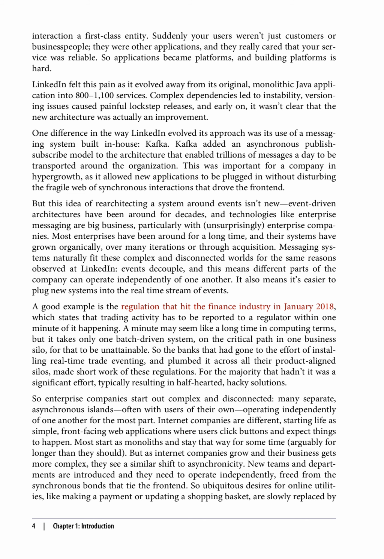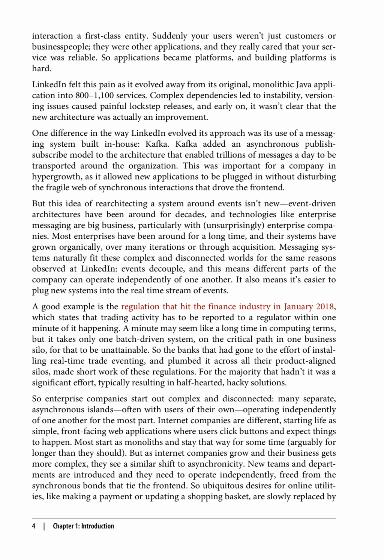LinkedIn felt this pain as it evolved away from its original, monolithic Java application into 800 to 1,100 services. Complex dependencies led to instability, versioning issues caused painful lockstep releases, and early on, it wasn't clear that the new architecture was actually an improvement. One difference in the way LinkedIn evolved its approach was its use of a messaging system built in-house, Kafka. Kafka added an asynchronous publish-subscribe model to the architecture that enabled trillions of messages a day to be transported around the organization. This was important for a company in hypergrowth, as it allowed new applications to be plugged in without disturbing the fragile web of synchronous interactions that drove the front end.